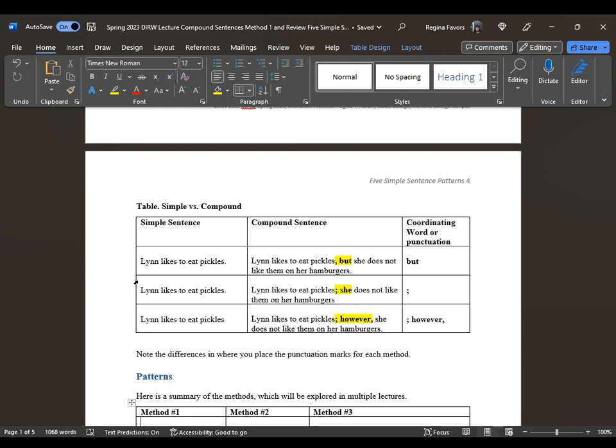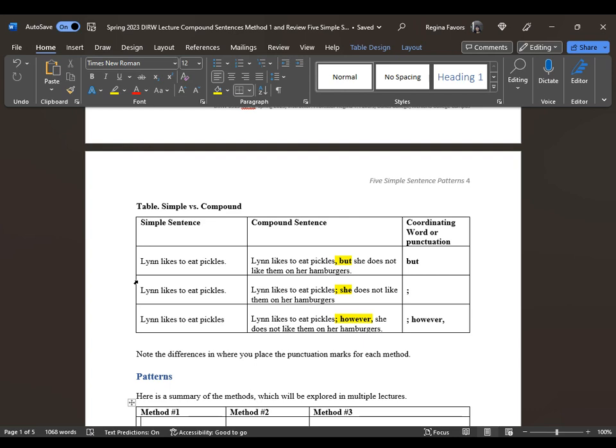Lynn likes to eat pickles, comma, but she does not like them on her hamburger. So this tells you that there's a contrast. So then if you understand that the original sentence is a contrast, then when you use a conjunctive adverb, like however, it's going to function the same way. Lynn likes to eat pickles, semicolon, she does not like them on her hamburgers. Okay, so it's just adding more information about why Lynn likes to eat pickles. Lynn likes to eat pickles, semicolon, however, comma, she does not like them on her hamburger. So note the difference in how the punctuation mark is used.